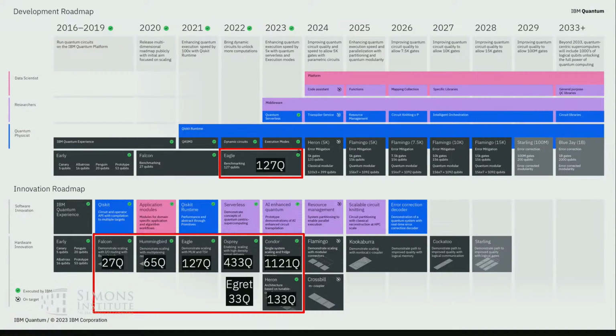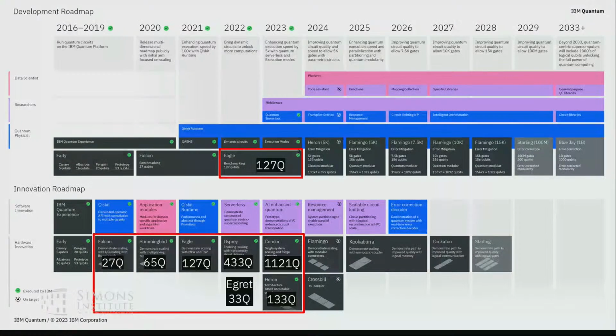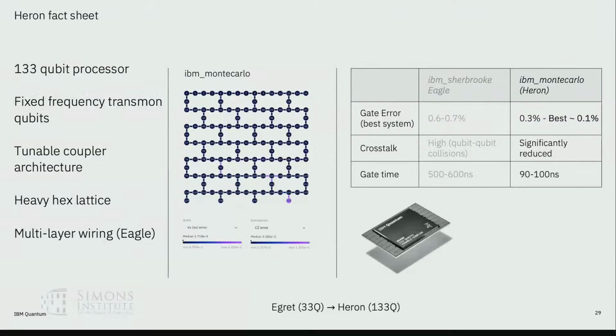So now we have eGrid, and then this Heron processor with the 133-qubit device is going to be, sorry, I didn't circle it, but on the development roadmap for this year's processor, the focus is going to be the Heron processor. So just to briefly discuss the Heron processor. Heron processor is a 133-qubit processor, slightly bigger than Eagle, but it's the same heavy hexagon lattice. It has fixed frequency transmon qubits with tunable coupler architecture, similar to the eGrid device that I talked about earlier.